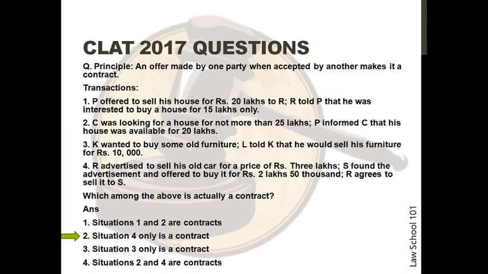The third: K wanted to buy some old furniture. L told K that he would sell his furniture for rupees 10,000. The last situation: R advertised to sell his old car for a price of 3 lakhs. S found the advertisement and offered to buy it for rupees 2,50,000. R agrees to sell it to S. Now, which among the following is actually a contract?